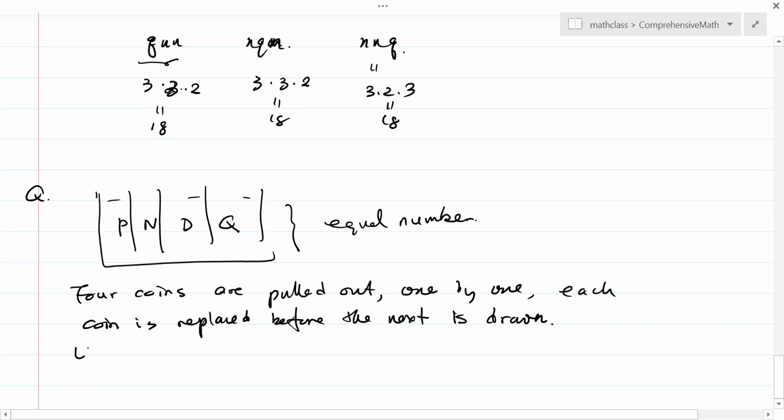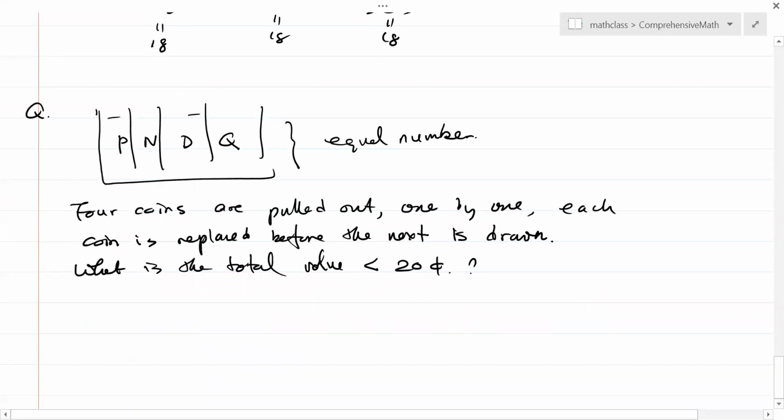Okay. My question is, what is the probability that the total value is less than 20 cents? Less than 20 cents. Okay, so please work on this problem.